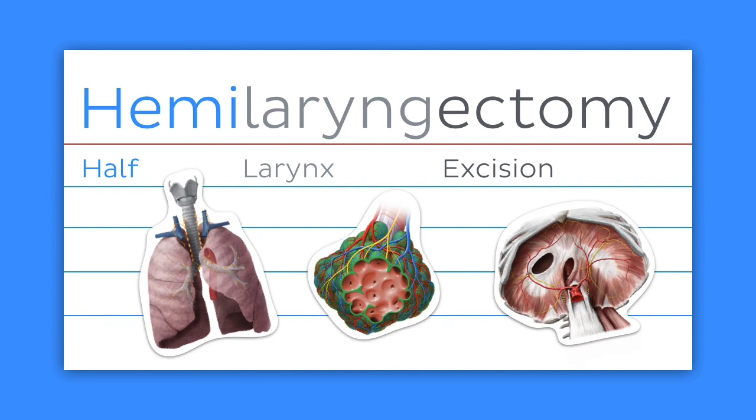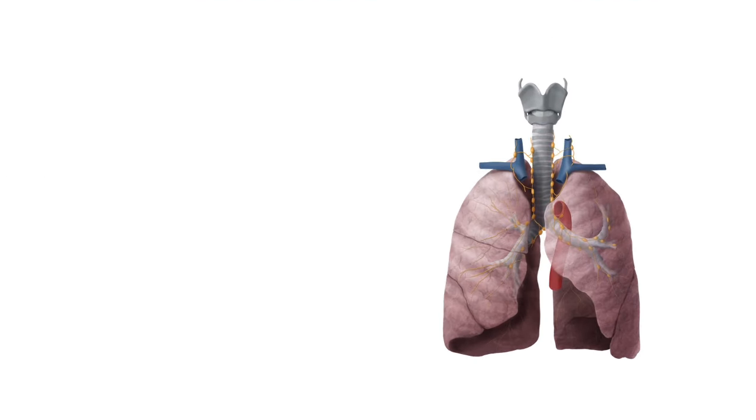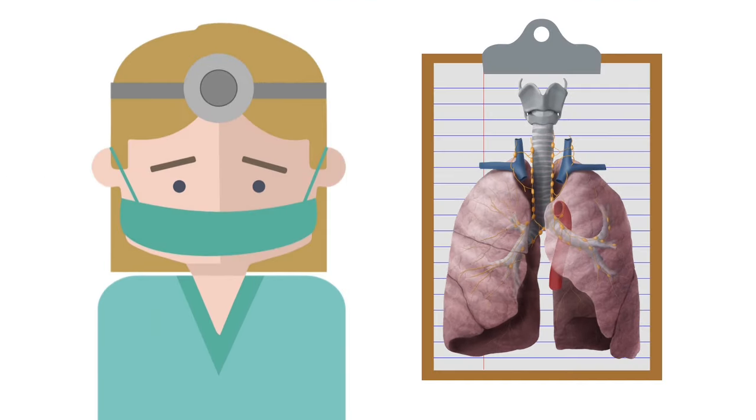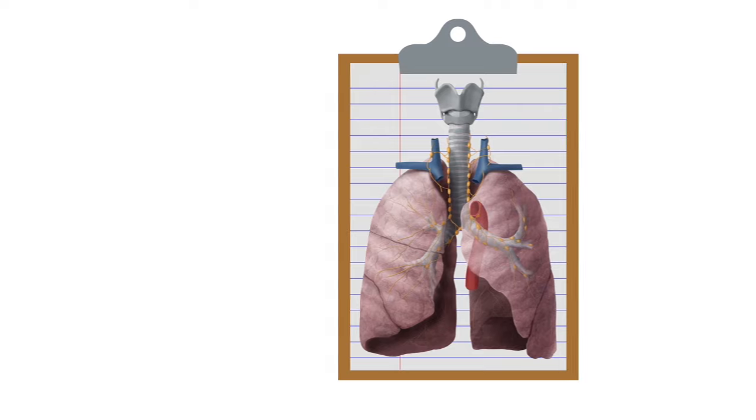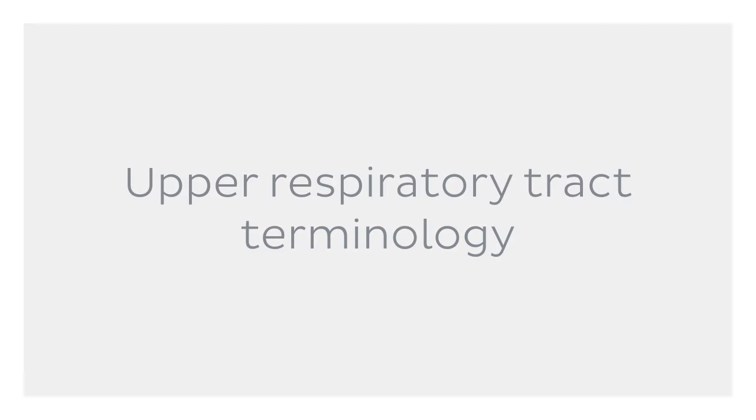In clinical practice, there are lots of specific terms related to different parts of the respiratory system. The good news, though, is that they're mostly really straightforward. Let's begin with those related to the upper respiratory tract.